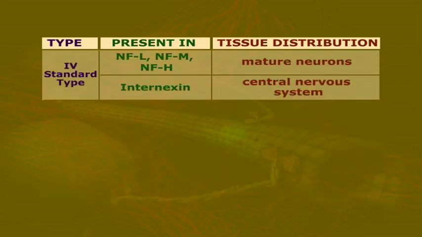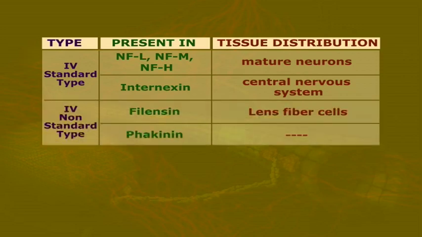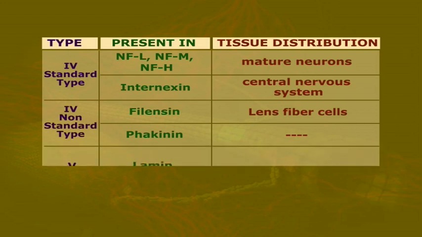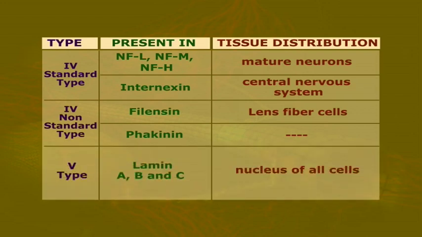Type 4 has NFL, NFM, NFH, that is the low, medium and higher molecular weight neurofilaments found in mature neurons. Internexin is found in the developing central nervous system. However, there is also a non-standard type 4 called filensin in lens fiber cells and phakinin, whose tissue distribution is yet a mystery. The last, type 5, has A, B and C lamins present in the nucleus of all cells.